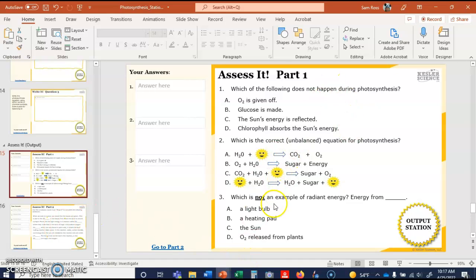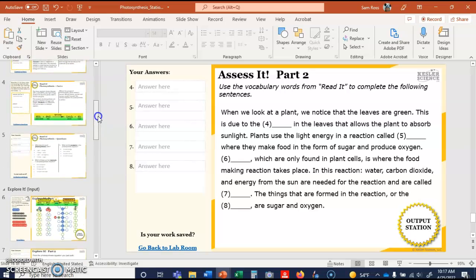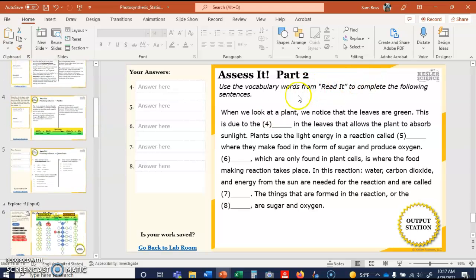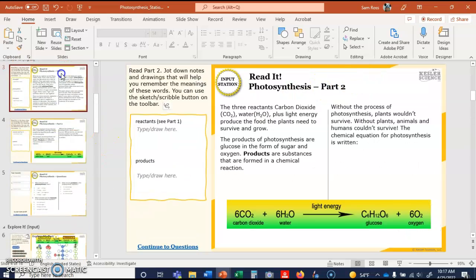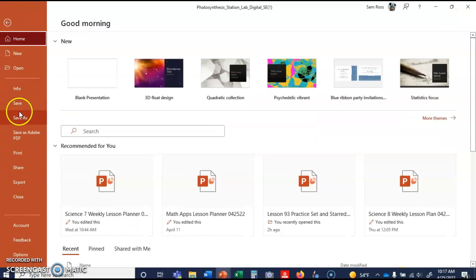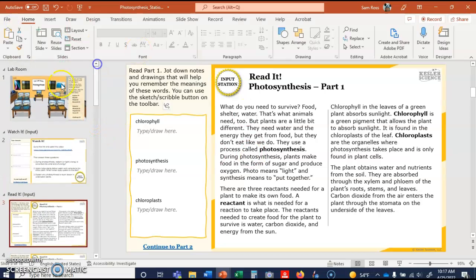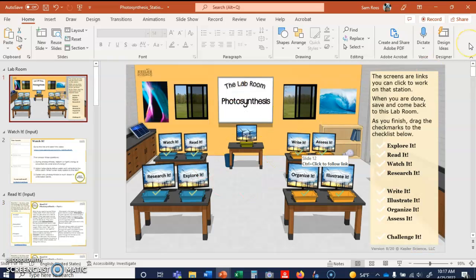There's your ABCD assess it, and then every one of these, 4, 5, 6, 7, and 8, all of these words come from read it. So if you'll go back to read it, those are all vocab words. Okay, once you finish this, of course, make sure that you file save as so you don't lose any of it. You need to do that immediately when you open it. And once you finish it, you can submit it.